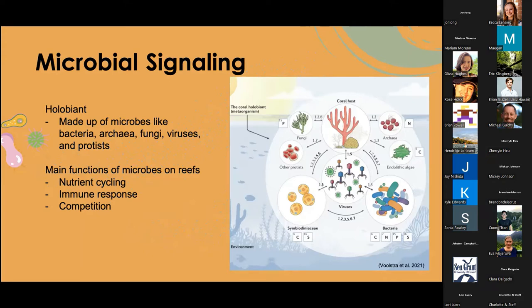Other than nutrient cycling, the main functions of microbes on reef include providing immune responses and helping with competition of other organisms on the benthos. And it's possible that this holobiont symbiosis is being disrupted by environmental changes like decreasing salinity and changes in temperature that are characteristics of submarine groundwater discharge.